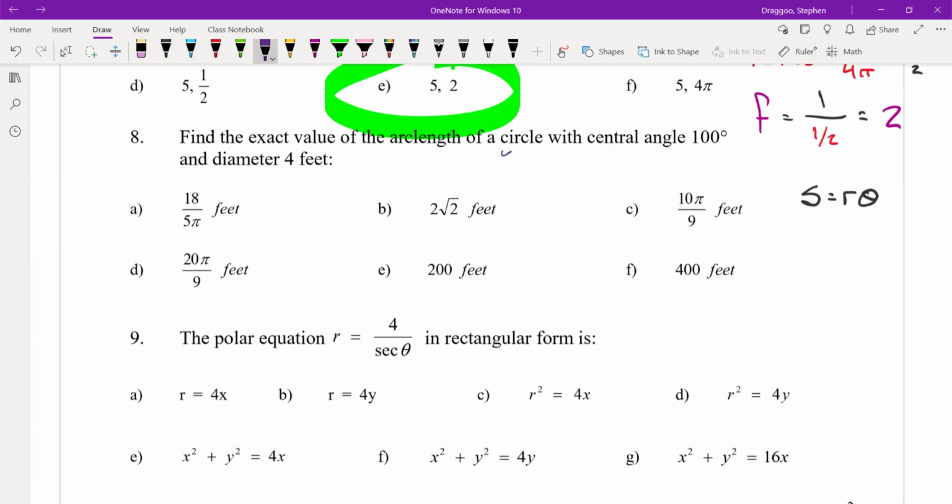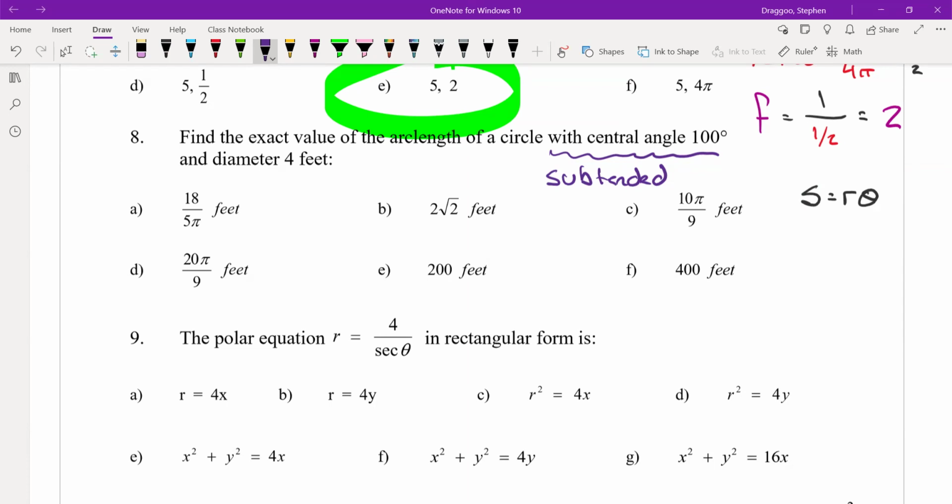Oftentimes we'll say that having a central angle, with a central angle, means it is subtended. It's just a vocab word so that you don't get tripped up if you see that on the final. I don't remember which way I wrote it. So sometimes I say with a central angle, sometimes I say subtended. Just heads up. But cool.